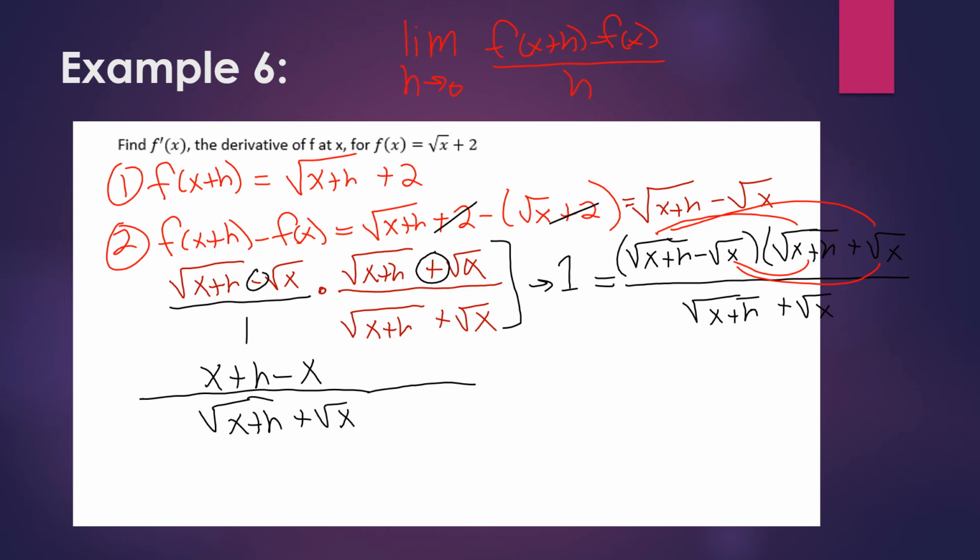And now in the numerator, we can actually cancel out the two x's. We've got x plus h minus x, which is going to give us just h. And in the denominator, we're going to get the square root of x plus h plus the square root of x.